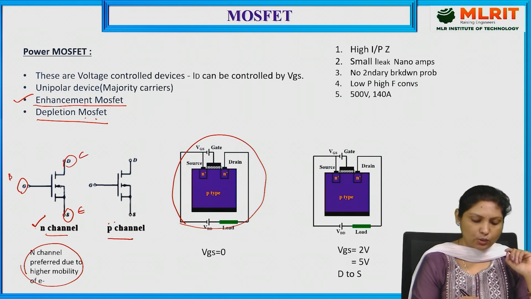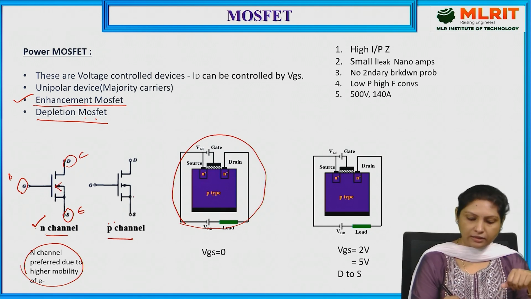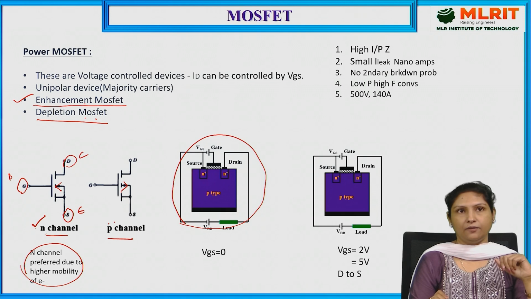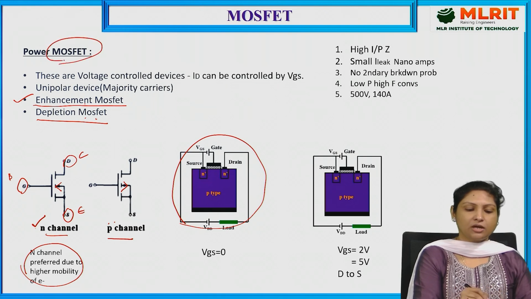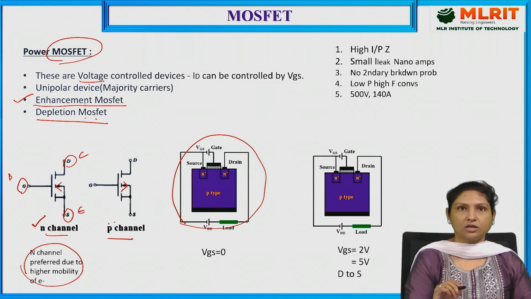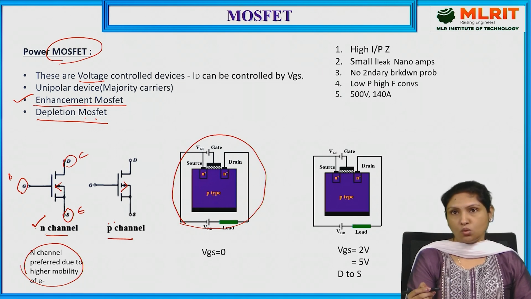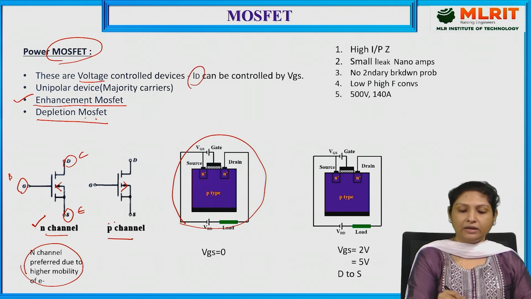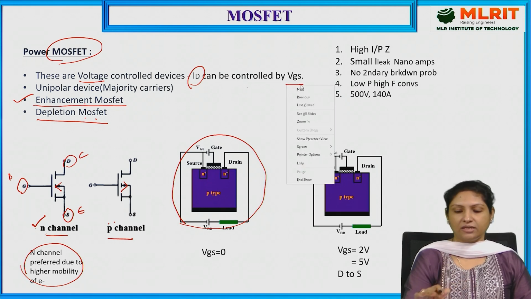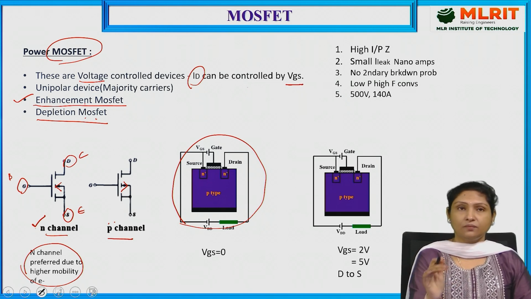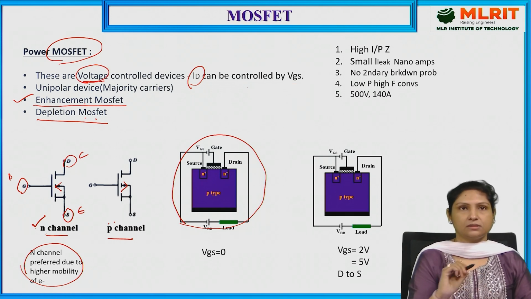So here the arrow direction indicates the direction of current flow, and here in P-channel this is the direction of current flow. And this particular MOSFET is a voltage control device. Current flow is mostly due to the gate to source voltage. The output current, drain current, can be controlled by making use of this particular gate to source voltage. So that is the only reason that we call it a voltage control device.